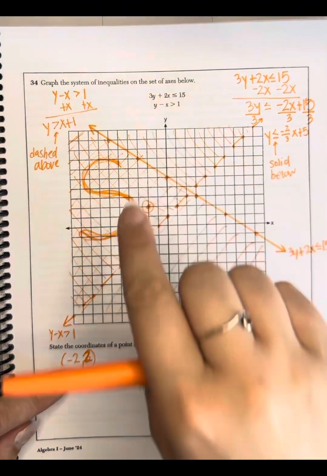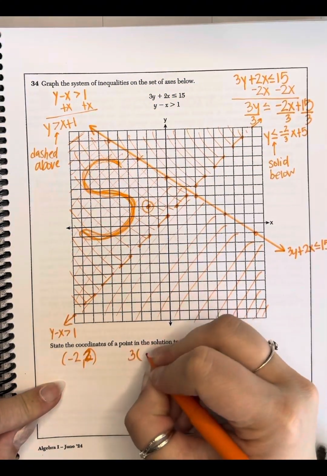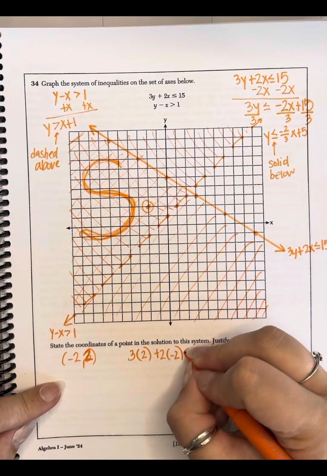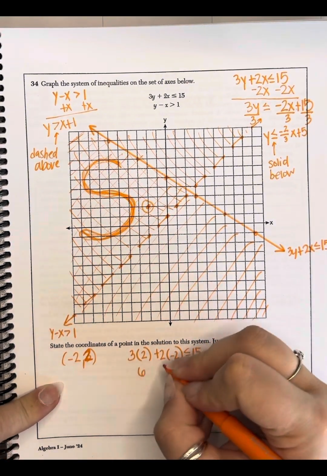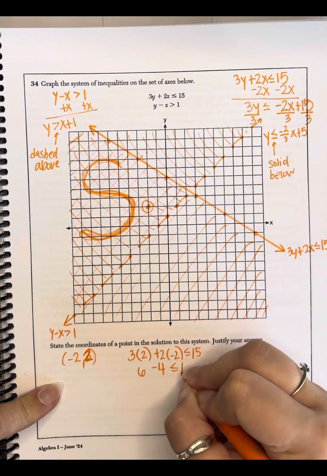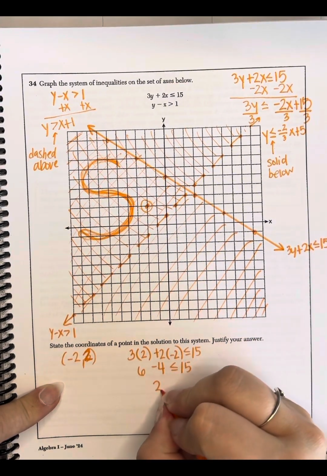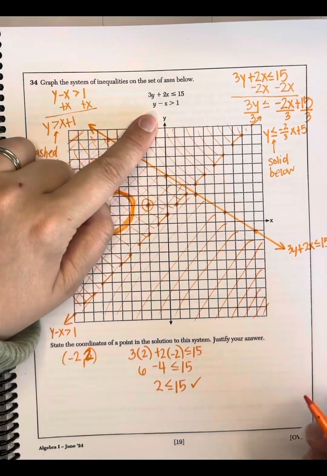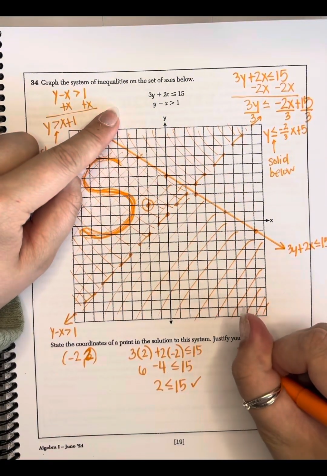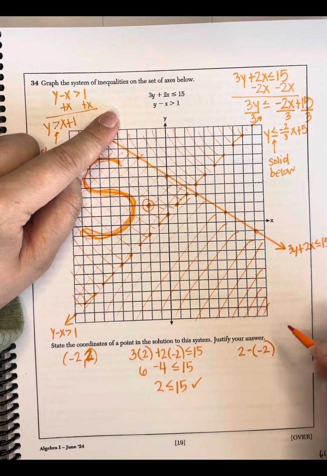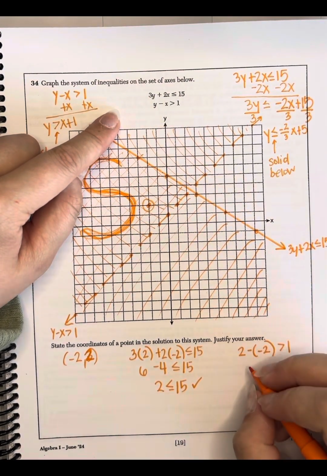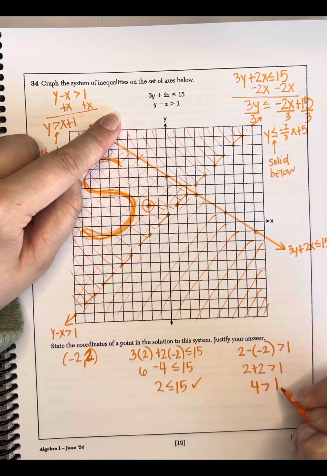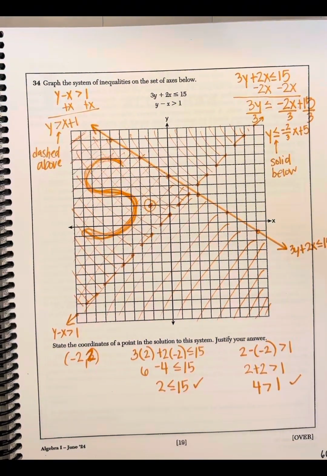Justify, we're just gonna substitute it in. So 3 times 2 plus 2 times -2 is less than or equal to 15. That's 6 minus 4, which is 2, is less than 15. It works for that one. And we do have to check the other one. So 2 minus -2 is greater than 1. That's the same thing as 2 plus 2. So 4 is greater than 1. That one also checks out.